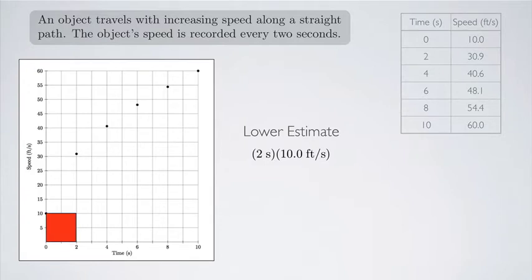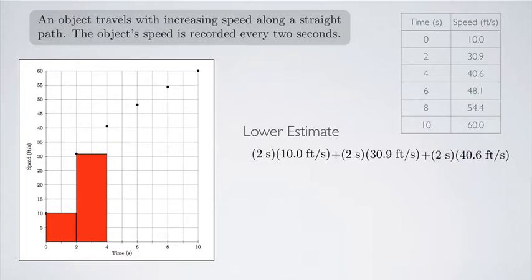Then between 2 seconds and 4 seconds, I'm going to assume that the object traveled at 30.9 feet per second. So to find the distance there, I would do 2 seconds times 30.9 feet per second, and that would be the same thing as finding the area of this rectangle. For the next 2 seconds, I can find the distance by multiplying 2 seconds times 40.6 feet per second, and then that would be the same as the area of this rectangle.